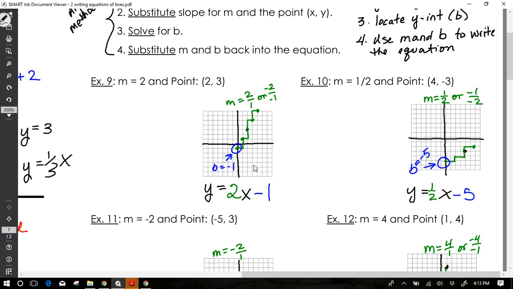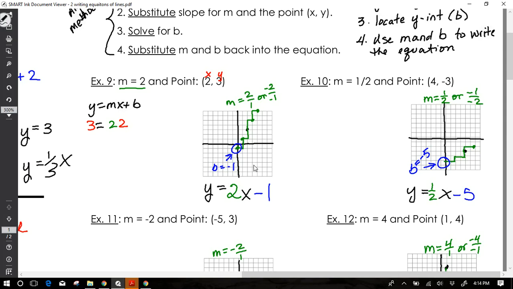So the steps for doing the algebraic method at the top say, step 1, write down y equals mx plus b. Step 2, substitute the slope and the point into that equation. So the point contains two values. It contains an x value and a y value. So I'm going to plug those in. The 3 goes in for the y, the 2 goes in for the x. And then don't forget that your slope is a 2. And then I'm going to bring down everything else.